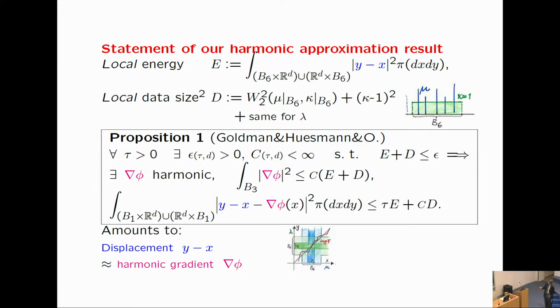It's a little bit more general, so only the gradient is harmonic component-wise, such that the displacement is close to the gradient of this harmonic function in this very same expression which defines the local energy, now on a slightly smaller ball, up to a tiny fraction of the energy. So this term is really much smaller than this term, and that's the tau which you're free to choose, plus a big constant in front of the data term. So that's the harmonic approximation result.